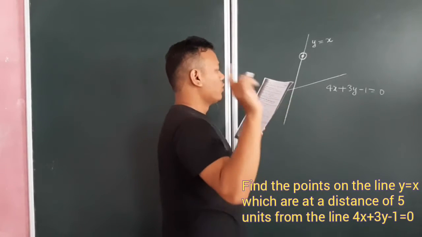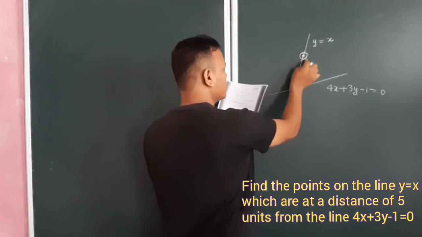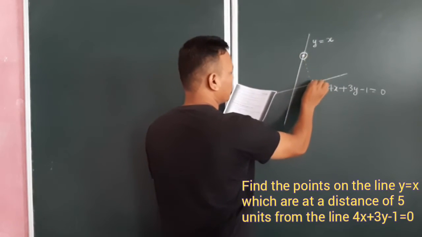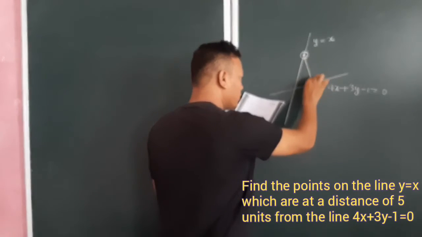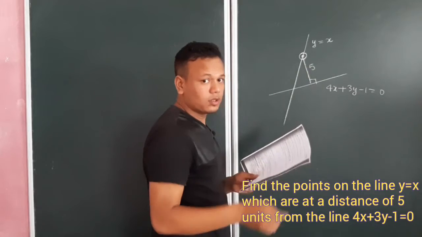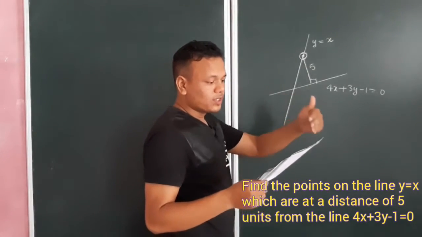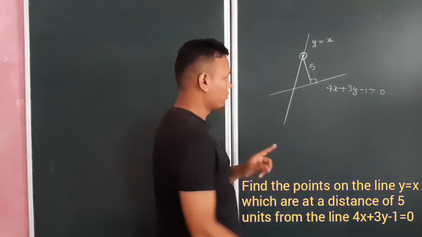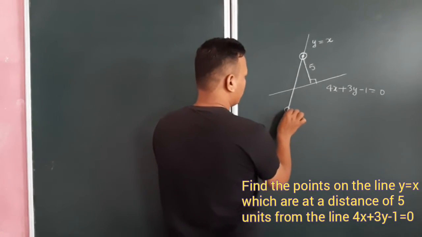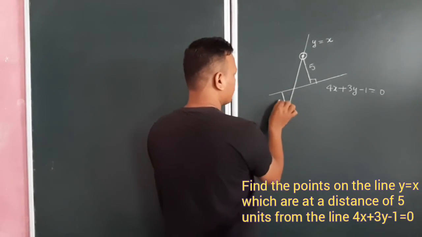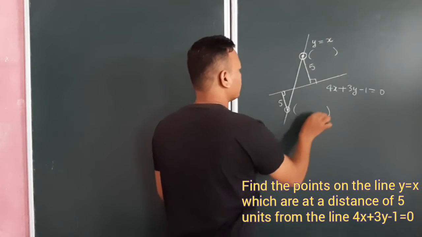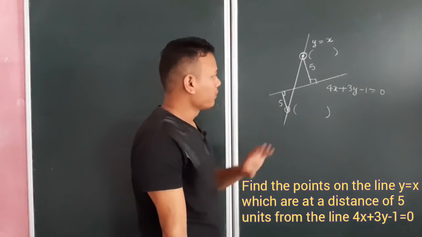Now the perpendicular distance of this point to this line, let me call this the perpendicular distance. This distance has to be equal to 5 units. That's what the question is saying. Here the question is asking to find the points, not point. So another point will be somewhere out here. If you drop a perpendicular, this is also going to be 5 units. So you need to find the coordinates of this and of this. How to find?